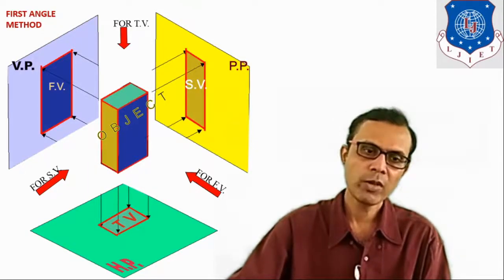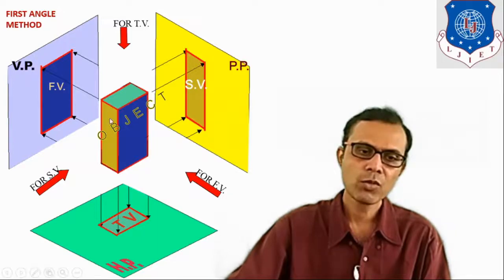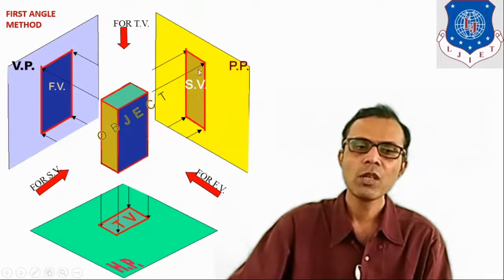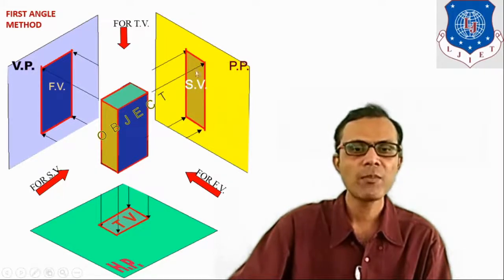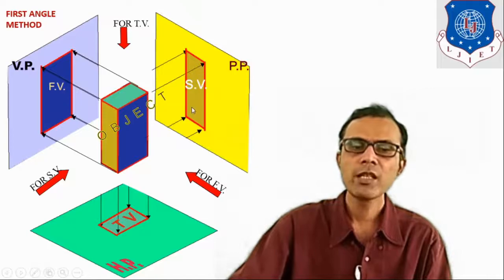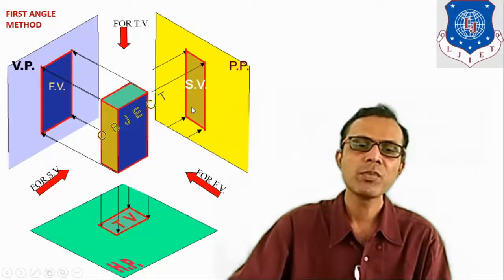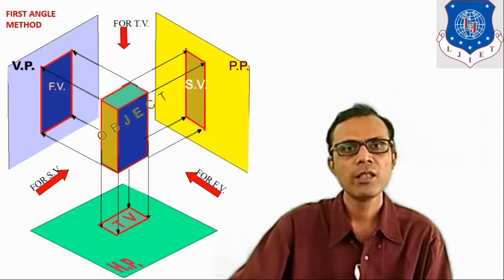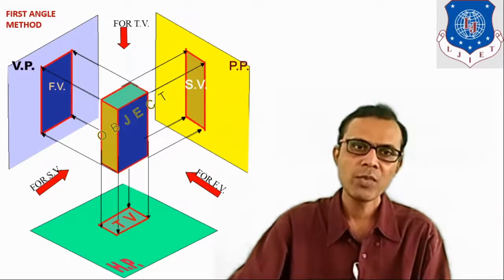Now we look at the object from the side. This surface, shown here by this brown color, that similar surface can be shown on this plane, that is the profile plane. So it is the side view of the given object. So these are the ways how we can obtain the views of any object.